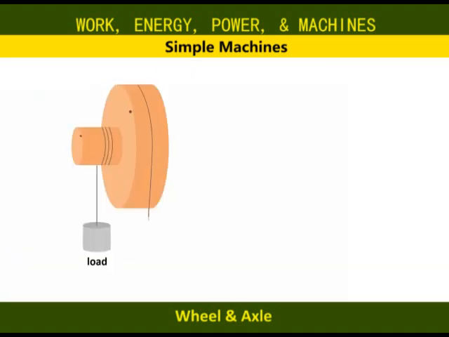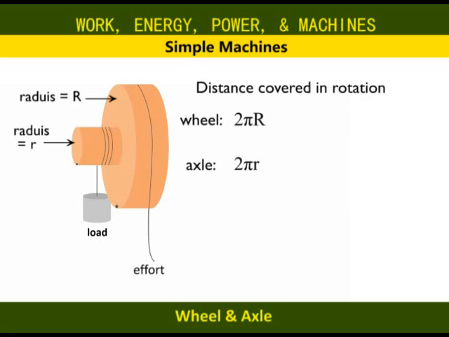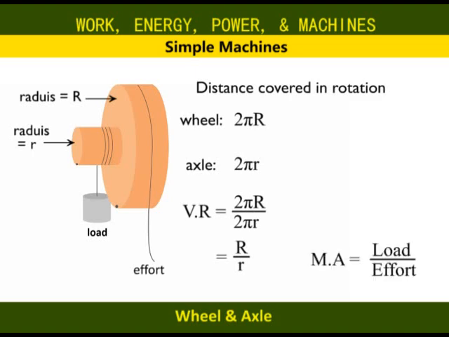It is also used to lift heavy loads. In one complete turn, the wheel covers a distance equal to 2 pi R capital, and the load covers 2 pi r small. Therefore, the velocity ratio is equal to 2 pi R capital over 2 pi r small, giving us R capital over r small. The mechanical advantage is given by load over effort.